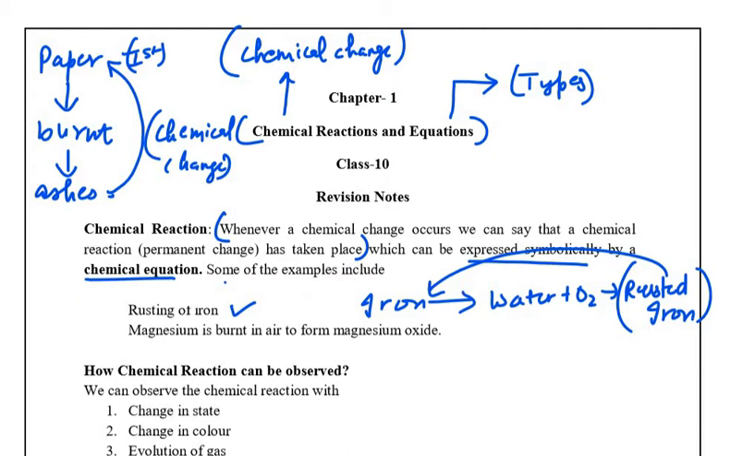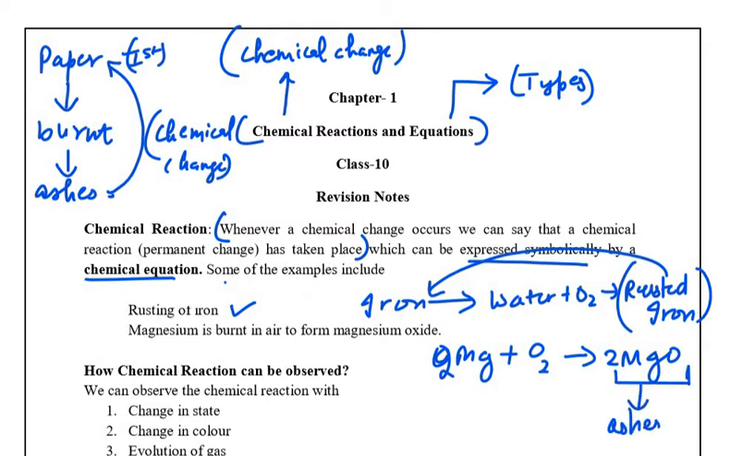The next is magnesium burnt in air to form magnesium oxide. We can write this as a chemical equation: magnesium plus oxygen gives us 2MgO. This is the equation for magnesium when burnt in air to form magnesium oxide. Magnesium oxide has a white powdered structure. As we get magnesium oxide, we can't come back to the state of magnesium. So again we consider it a chemical reaction.